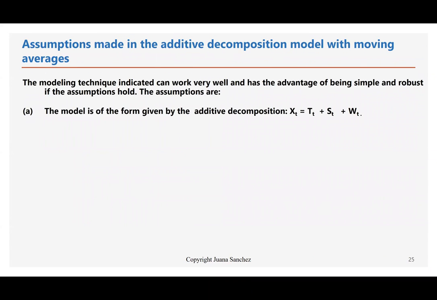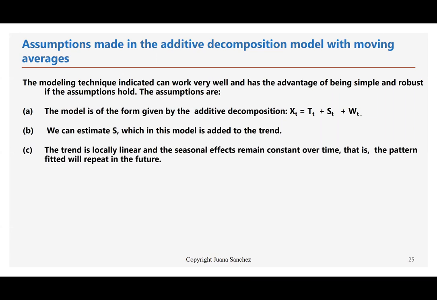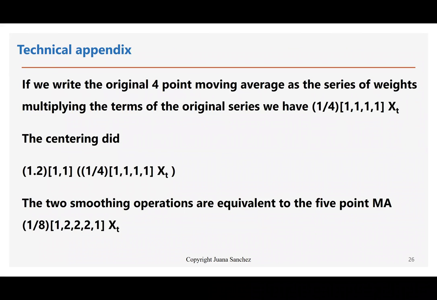The assumptions that we made are that the model is of this additive form, that we can estimate S, which in this model will be added to the trend, that the trend is locally linear, and that the seasonal effect remains constant over time. That means we're expecting the pattern that we observed to repeat in the future. Unfortunately, we cannot forecast with this model, because in order to estimate the trend, we need to have data, right? We need to have numbers to calculate the moving average.